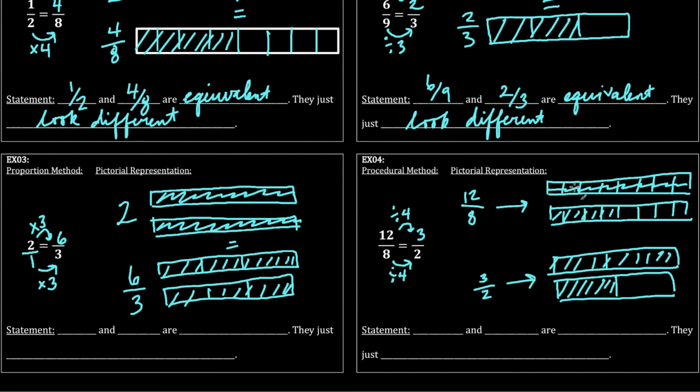And you can see that this 12/8 is equivalent to this 3 halves. They are just written differently. The fractions themselves look different, but they are actually equivalent. And we can show that using these pictures.